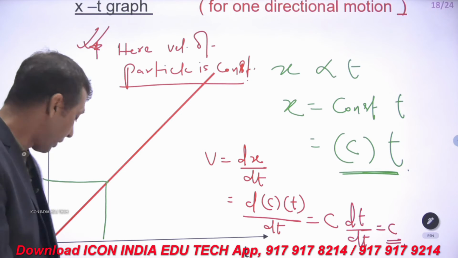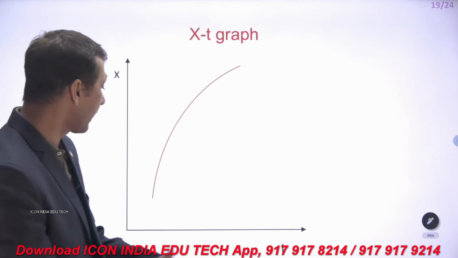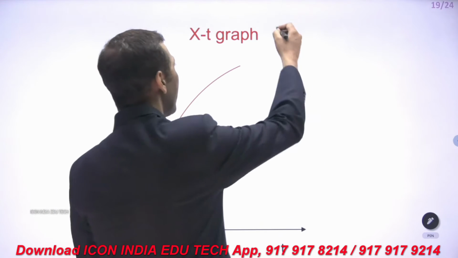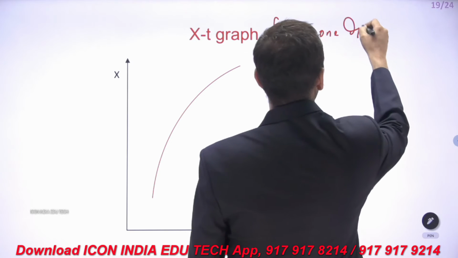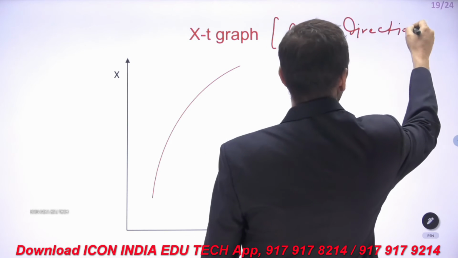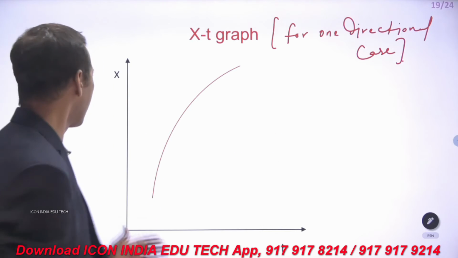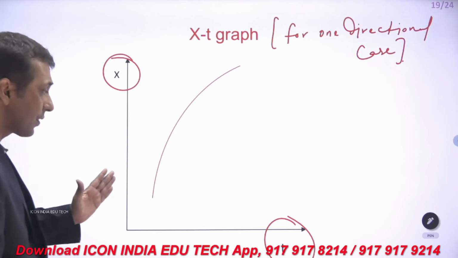Let us have another situation. Here again, it is for one directional case only. For one directional case, again we have x versus time graph, and the graph this time is curved.